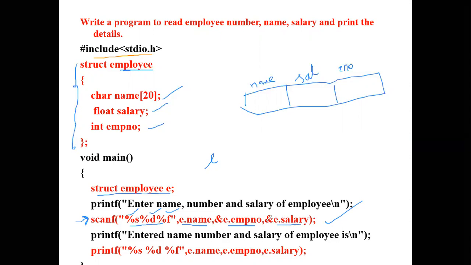And next you have to print those. So assume that you have taken the input Raj, employee number 1, and salary 1000. Next, we have to print those 3 details. So we are using the printf statement. Print name, employee number, and salary.